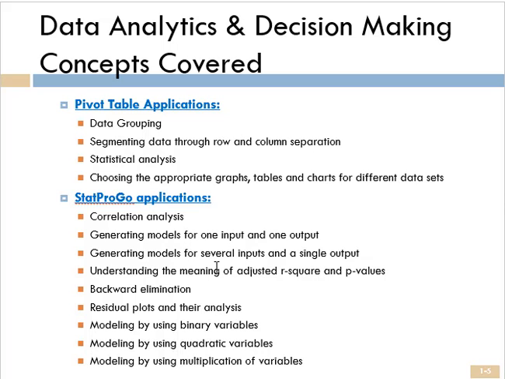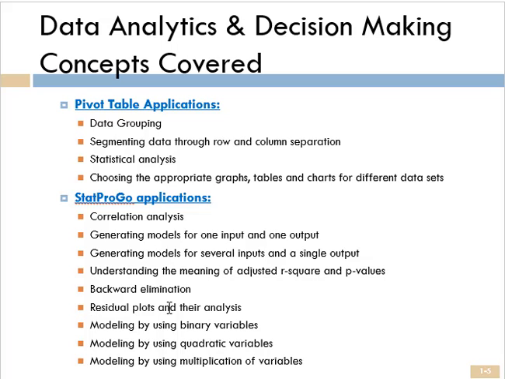And we dealt with the meaning of adjusted R-square. We said the model we come up with in the StatProGo application is as good as its adjusted R-square. And the p-value should be less than about 0.2 or 20%. And you can use backward elimination if we get to see adjusted R-square low and p-values high. So that's something we also covered with several examples close to the end of the camp.